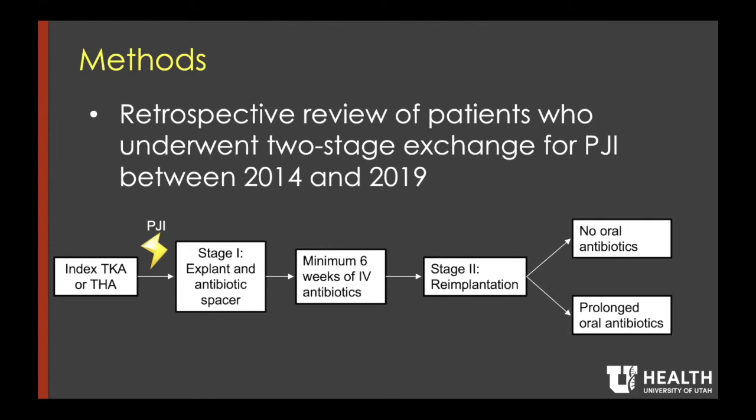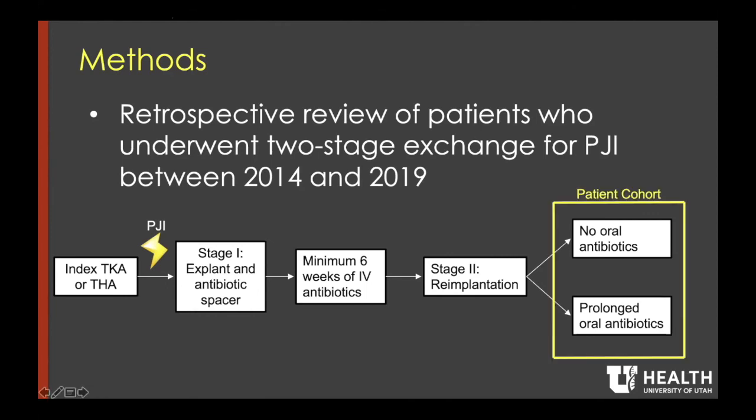Initially they undergo an index total knee or total hip, which is then complicated by a periprosthetic joint infection. And then they undergo a stage 1, which includes explantation of their components with placement of an antibiotic spacer, followed by a minimum 6 weeks of IV antibiotics, followed by a stage 2 reimplantation. And then at this point, some of those patients received no oral antibiotics, while others received a prolonged course of oral antibiotics. And that comprised the patient cohort for our study.